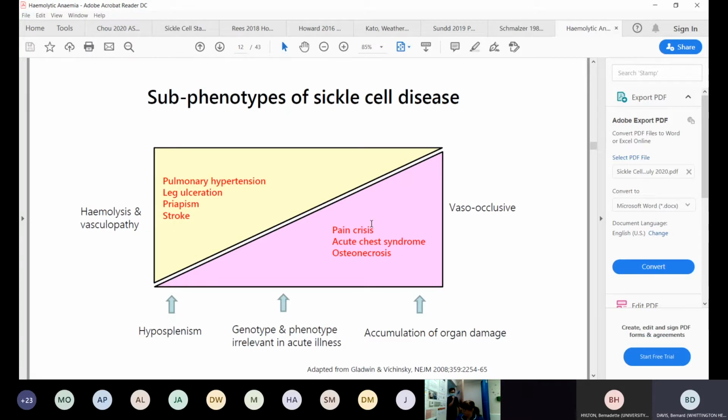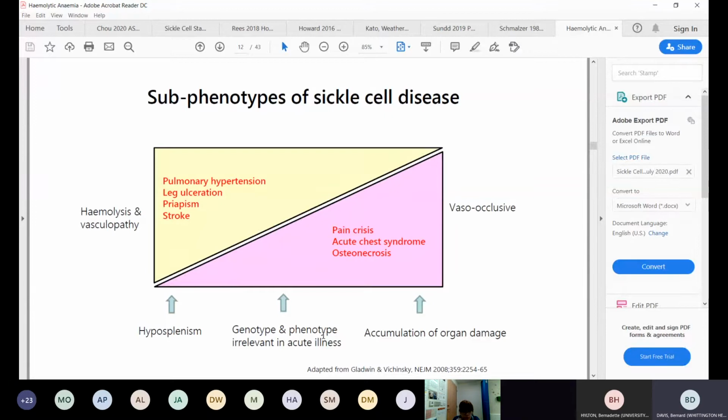Patients will usually manifest characteristics of both phenotypes. Now, I put this here because the hemolysis group often tend to be forgotten, because some of them have very little pain, but in fact, they can have very severe disease and have a shortened lifespan.